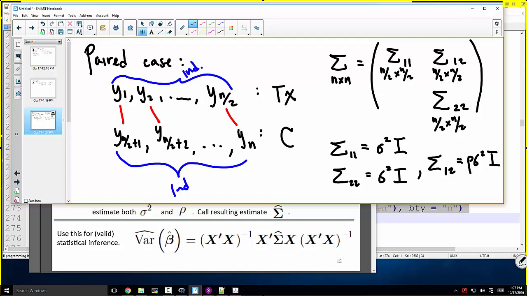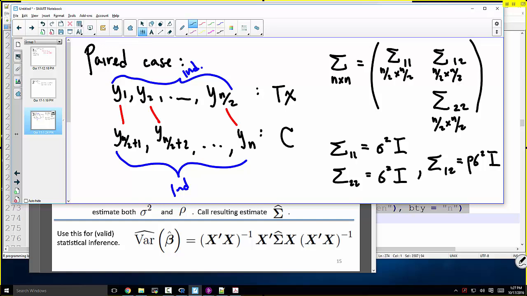Down the diagonal of sigma 1,2, the first row, first column of sigma 1,2 is the covariance between individual 1 treatment and individual 1 control. So we need a rho times sigma squared there. Down the diagonal represents all the pairs. Off diagonals represent, like, individual 1 treatment with individual 2 control, and there's no correlation there. The only correlation is within the pairs.